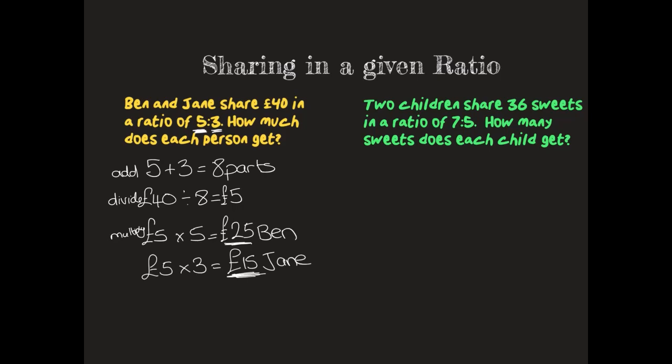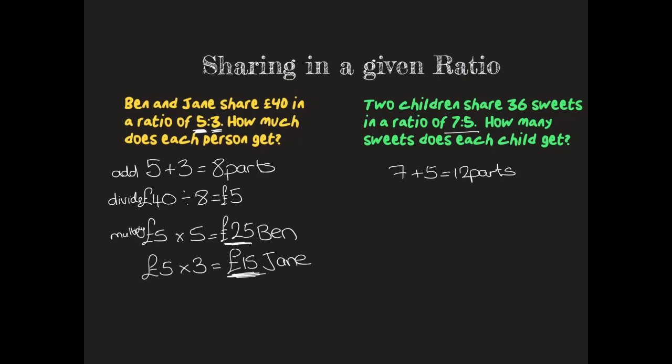Alright, so the first thing we do for this next question is we'll read through it. So 2 children share 36 sweets in a ratio of 7:5. How many sweets does each child get? So this ratio is 7:5. So the first child is getting 7 parts and the second child is getting 5 parts. So we want to work out our total number of parts. So 7 plus 5 is equal to 12. So we've got 12 parts here.